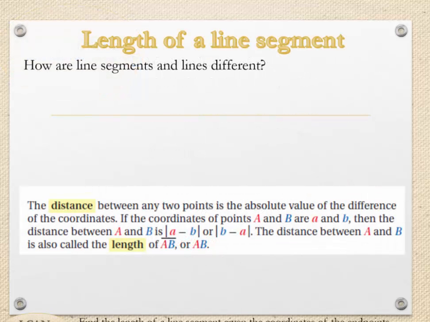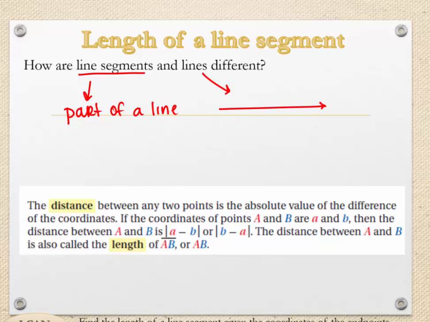So how are line segments and lines different? Well, remember that a line segment is only part of a line. Lines go on forever and ever in both directions, whereas a line segment has two endpoints, a beginning and an end. So it's only part of this line. If I take this chunk right here, this would be our line segment. So today we're going to figure out the distance between those two points. We're going to figure out how long a line segment is.